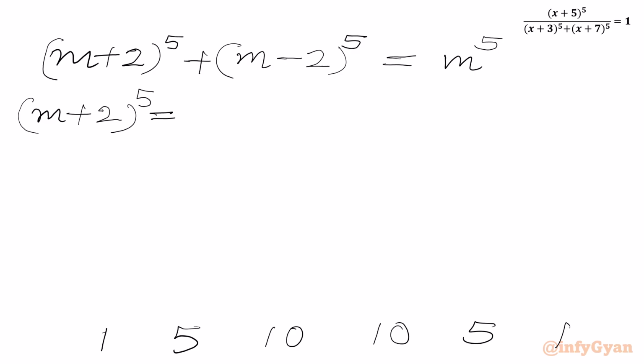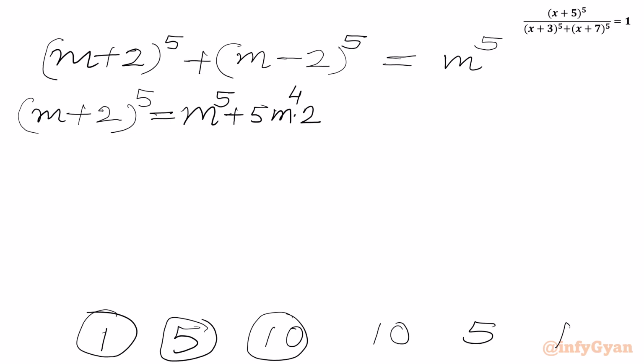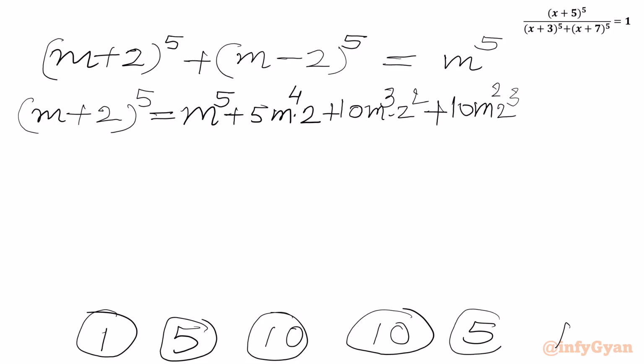So I will write here m^5 for expansion coefficient 1. For coefficient 5, I will write 5 times m^4 times 2. For coefficient 10, I need to write 10 times m cube times 2 square. Next is also 10, so I will write 10 times m square times 2 cube. Next coefficient is 5, I will write plus 5 times m times 2^4. And the last coefficient is 1, so we'll be writing 2^5.